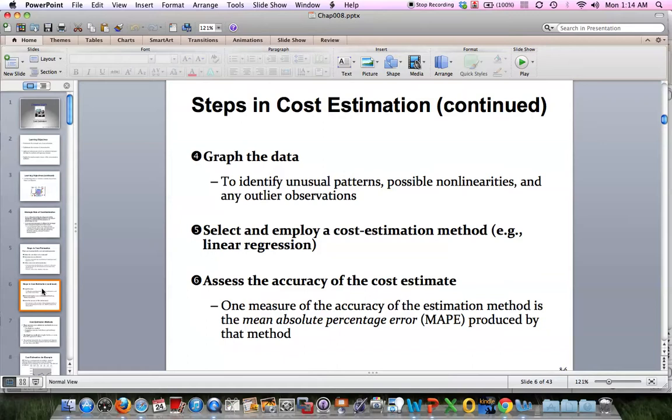And then step 6, the final step, assess the accuracy of the cost estimate. Kind of go through, reevaluate your numbers, make sure that what you came up with makes sense. Okay, they talk about a percentage error of accuracy also. That's more to do with the regression method, which again we're just going to discuss but not really follow through with examples.